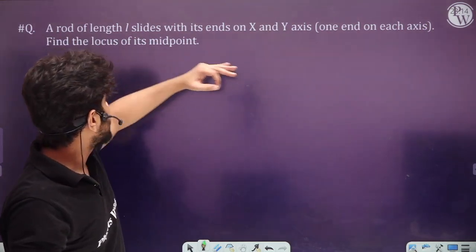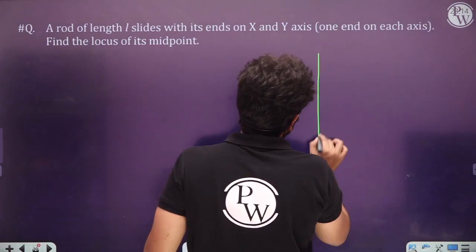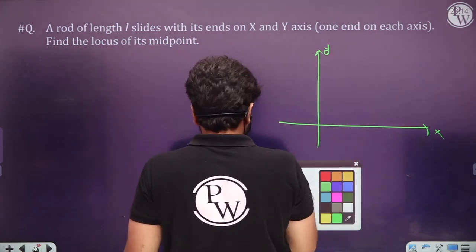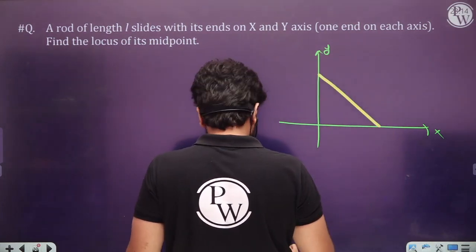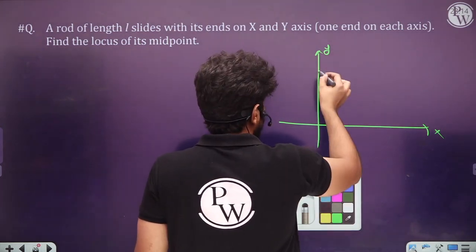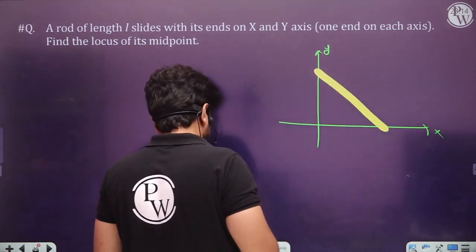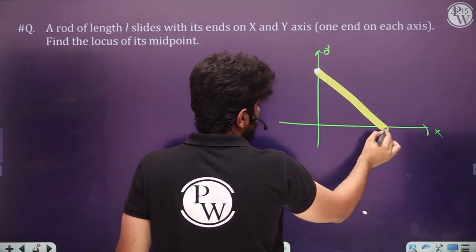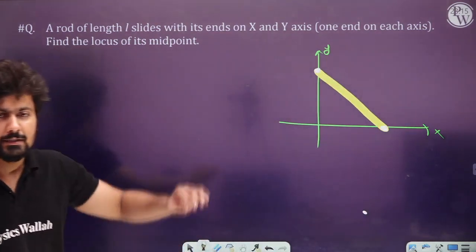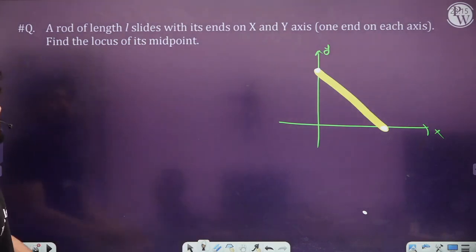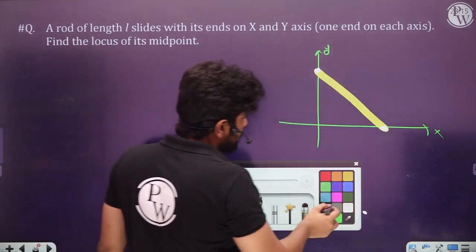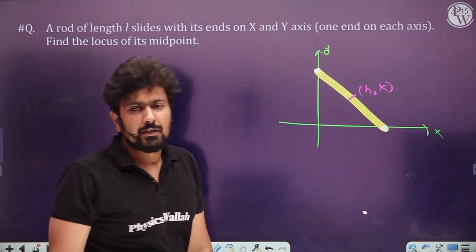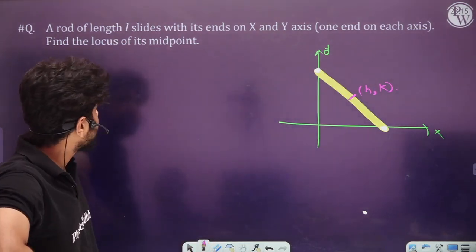A rod of length L slides with its ends on the x and y axes. Let's call this the x axis, y axis. There's a rod of length L. This is a rod of length L which is sliding on the x axis and y axis. These are the end points of this rod. Find the locus of its midpoint. We want to find the locus of its midpoint. Let's call the midpoint of this rod (h, k).